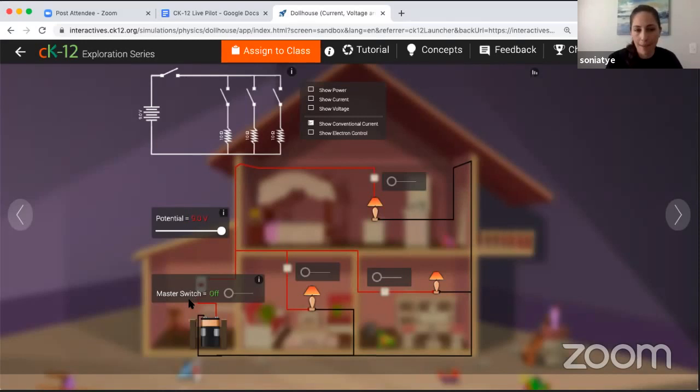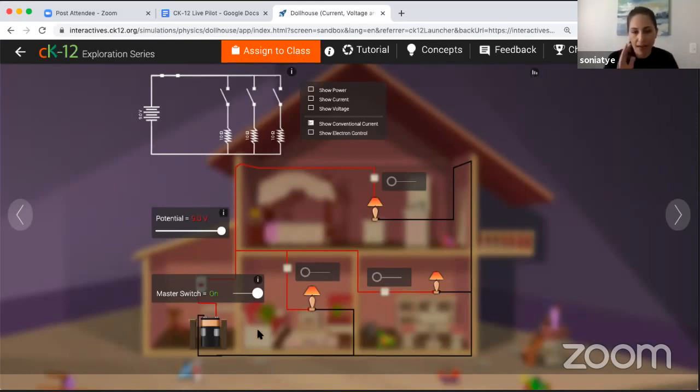And then we have a master switch. When the master switch is off, no electricity can flow through this house. That kind of represents the circuit breaker in our homes, and that's to keep us safe. If the circuit breaker is open, it stops all electricity going through our house. So let's turn this on. Now electricity can flow in our house.